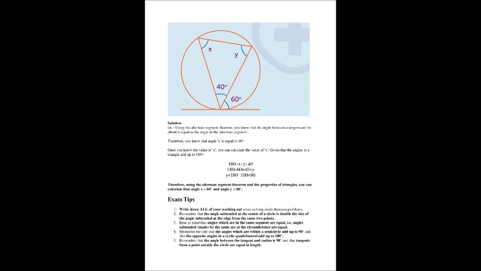Example C. Make B the subject of the formula. C equals B squared over 8. Solution C. Multiply both sides by 8. 8c equals B squared. Take square roots to get B on its own. B equals the square root of 8c.